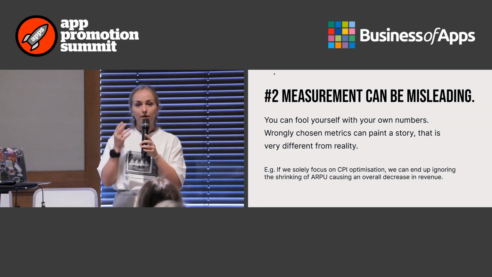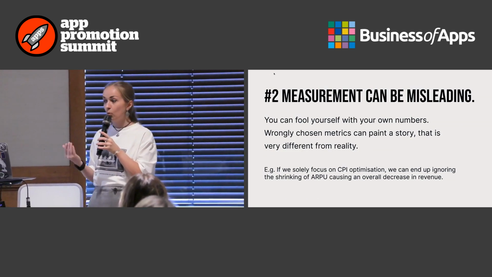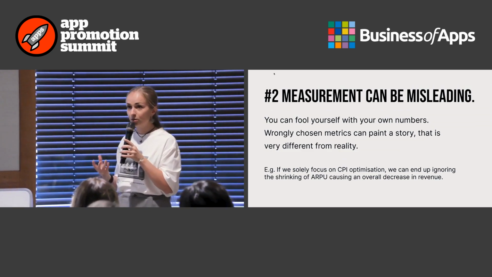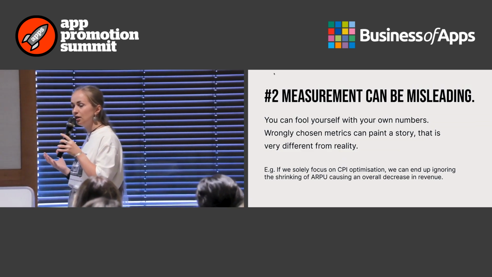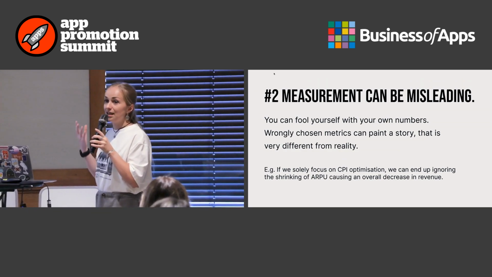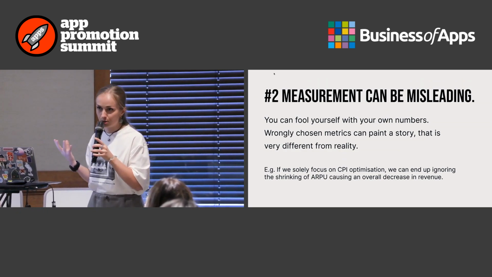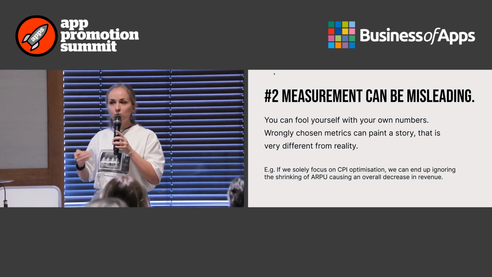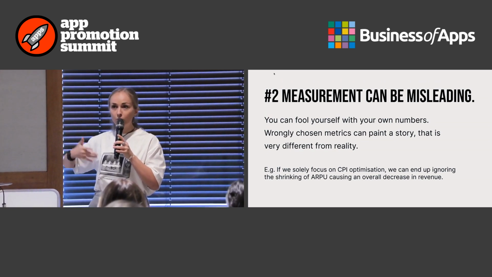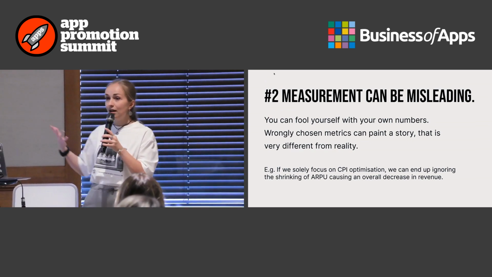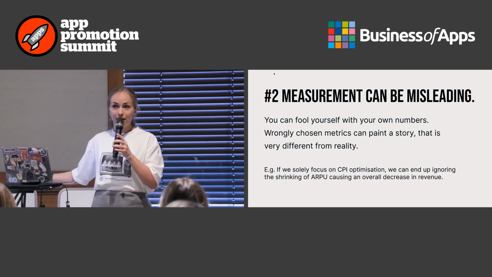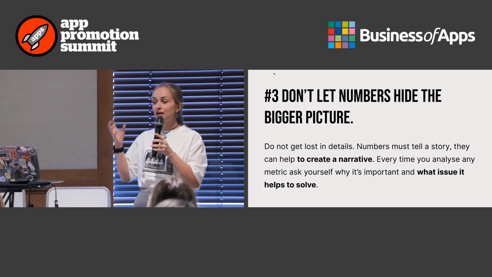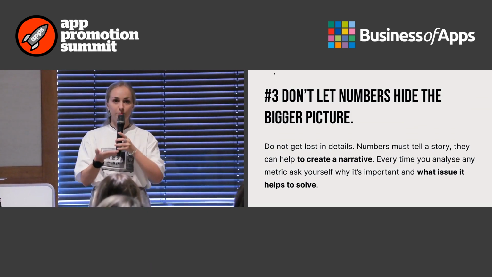The other thing is that measurement can become misleading. Why? Because if you choose the wrong numbers or the wrong metrics without seeing the bigger picture, the numbers you chose can lead you to a very wrong story, which is different from reality. I know people who really care about CPIs without looking at a different part of the mirror, which is the revenue per install. And decreasing CPIs can lead to actually worse ROAS. Don't let the numbers hide the bigger picture.